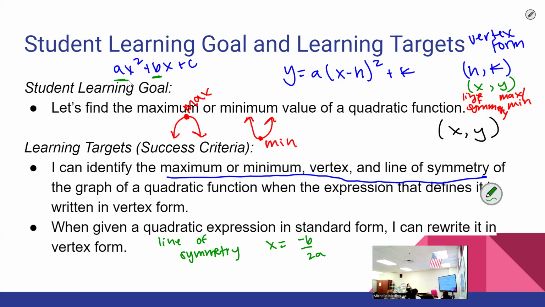So then you can use that line of symmetry to find the x of your vertex if it's not in vertex form. And then to find the y of your vertex, you can just plug in whatever the x was for your line of symmetry and solve for y. So this would technically be equal to y as well.